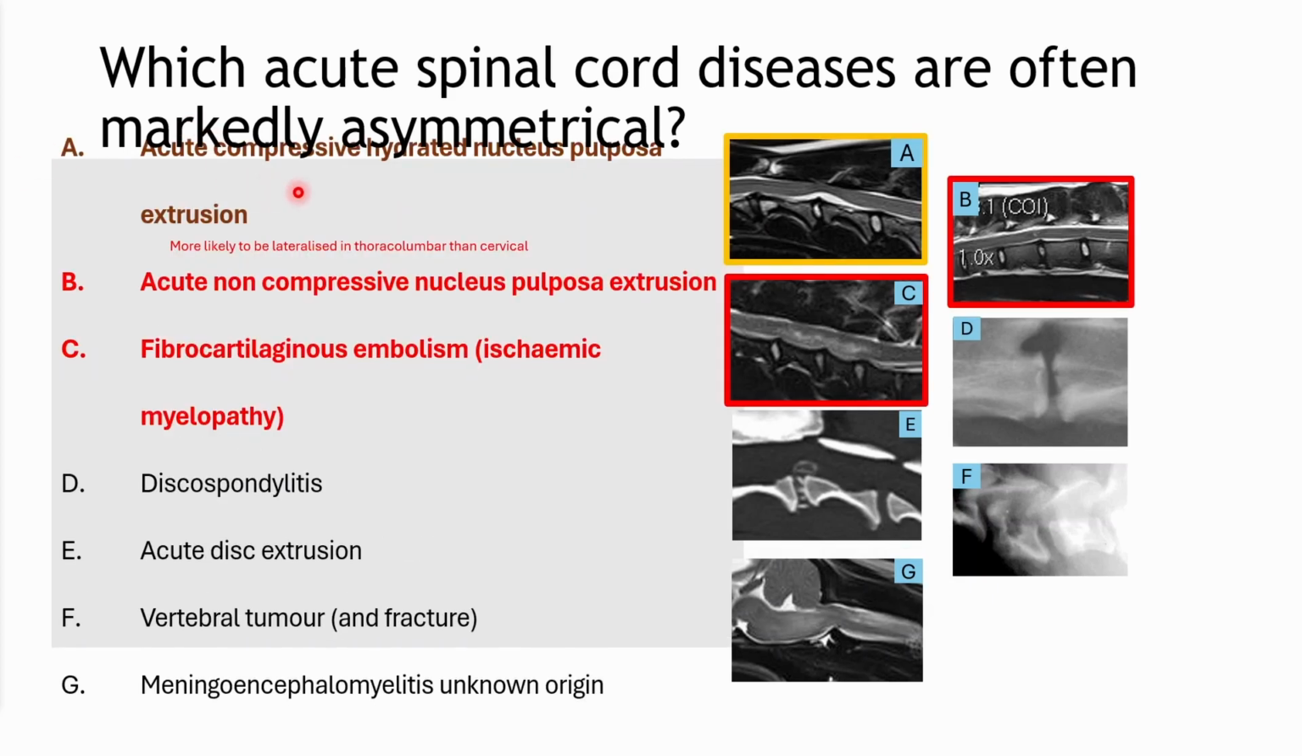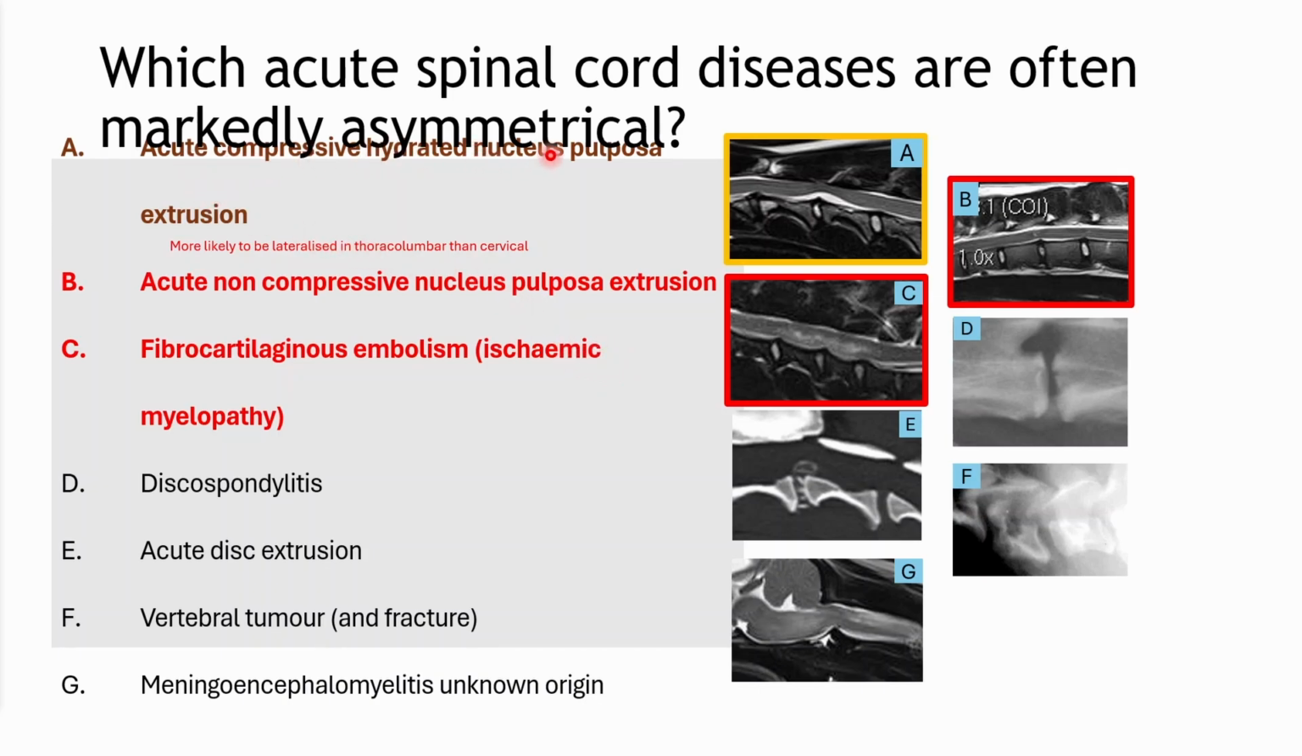So our correct answer is, I'm sorry, this seems to have become a bit corrupted here, so not looking quite as beautiful. Our correct answers are B and C. So acute non-compressive nucleus pulposus extrusion often affects one side of the spinal cord more than the other, and fibrocartilaginous embolism. So these are the, or any other type of ischemic myelopathy. And actually the dog that you saw there, the German Shepherd, had a presumed embolization related to Angiostrongylus lungworm infection.